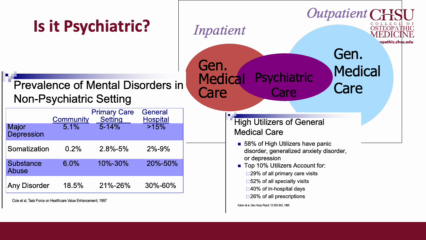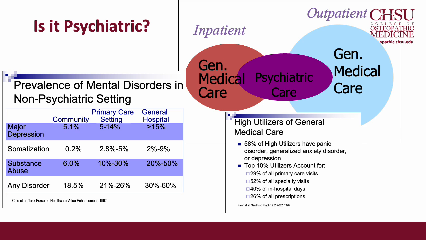Likewise, the greatest utilizers of general medical care have comorbid panic disorder, generalized anxiety disorder, or depressive symptoms. The top 10% of utilizers, this sounds like an insurance term, account for 29% of all primary care visits, 52% of all specialty visits, 40% of in-hospital stays, and 26% of all prescriptions.